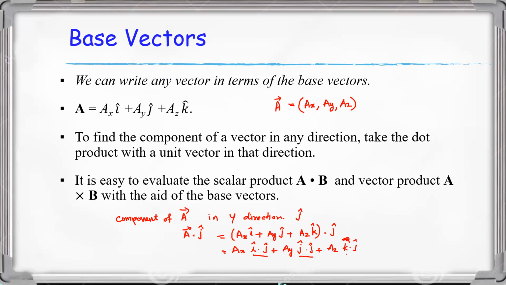Then from the previous discussion, you must remember I dot J, J dot J and K dot J. What will be the values of these products? I dot J is equal to 0, J dot J is equal to 1 and K dot J is equal to 0. Then the remaining quantity is only Ay. Ay is the component of A in y direction. So to find the component of a vector in any direction, take the dot product with a unit vector in that direction.